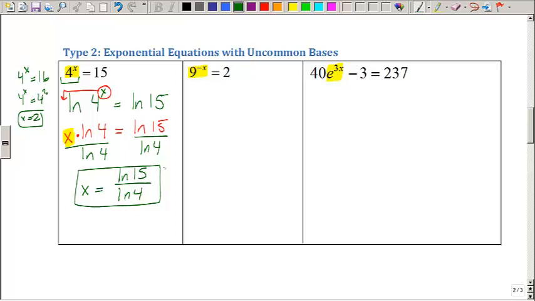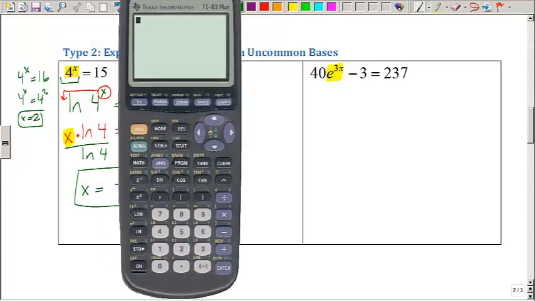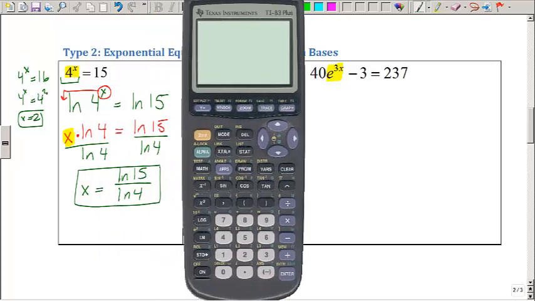I want you to leave your answer in exact form, such as this ln 15 over ln 4, but just in case you need a decimal approximation for another class that you're taking, I want you to be able to do that. So in order to approximate ln 15 over ln 4, I use the ln button, 15 divided by, type the ln button again, 4, and then hit enter. It looks like my approximation to 2 decimal places is 1.95.